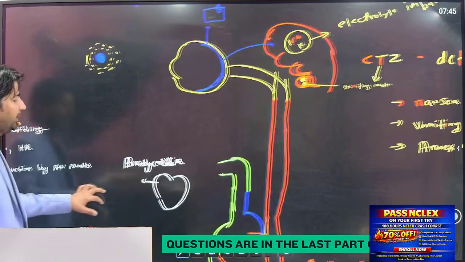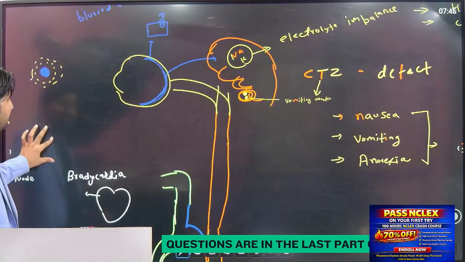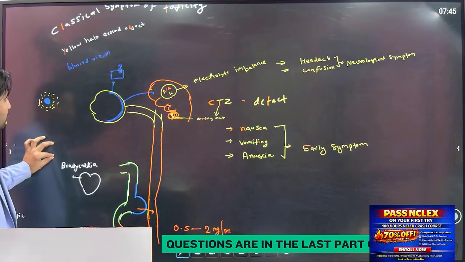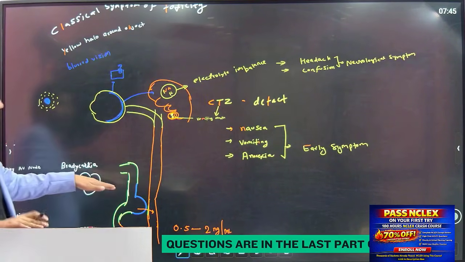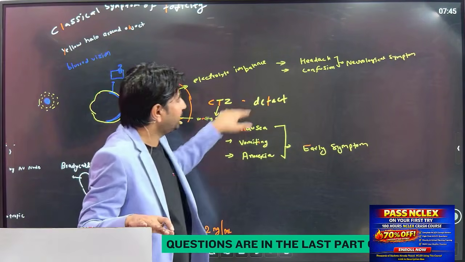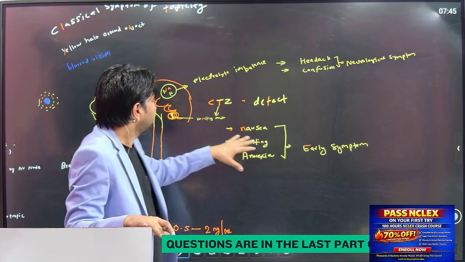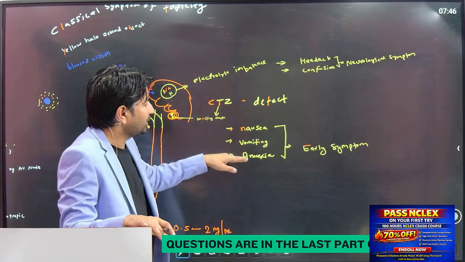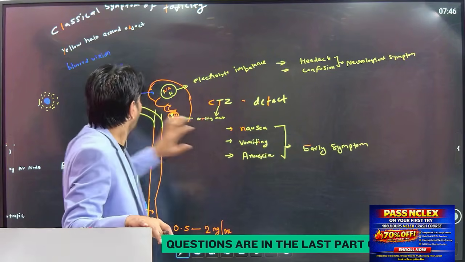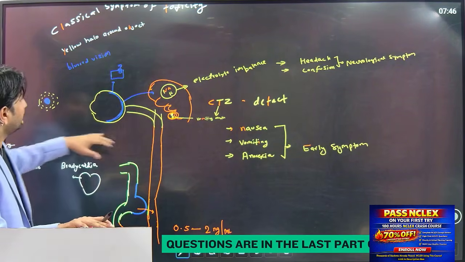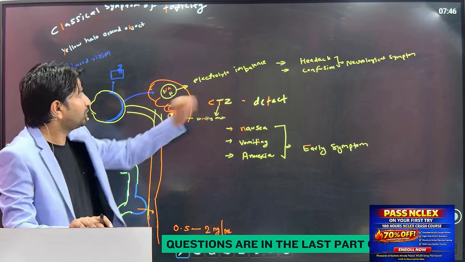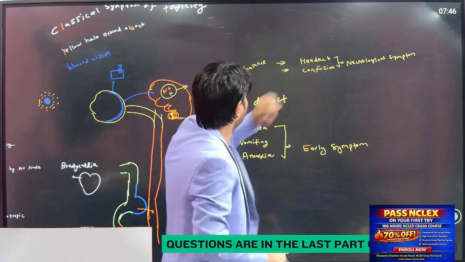So these are the side effects of digoxin. That is, when digoxin toxicity occurs, first, symptoms related to the GIT system will appear, which include nausea, vomiting, and anorexia. These will be the early symptoms. After that, our other symptoms will appear, which we call neurological symptoms, and those will include headache and confusion.